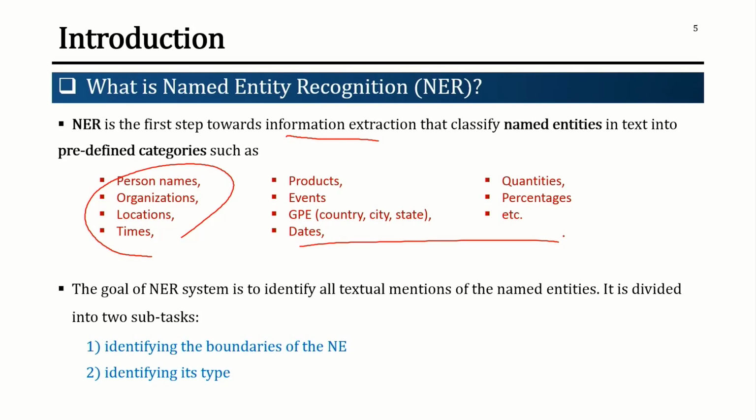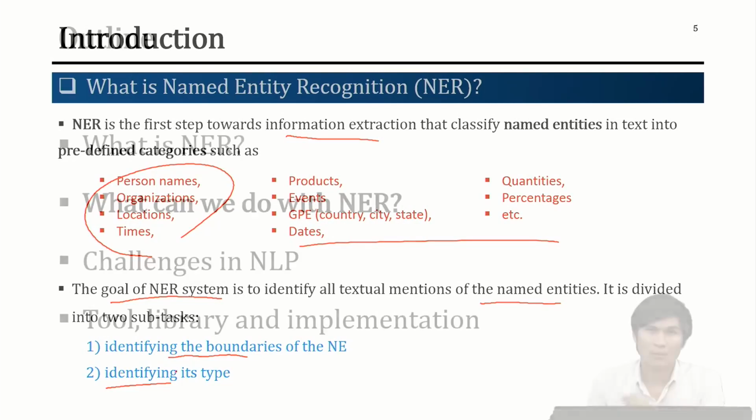Next we can describe what this text is about. The goal of an NER system is to identify all textual mentions of named entities, and it is divided into subsequent tasks. The first one is identifying the boundaries of the NE. We want to know the scope of the NE in this context, what it actually means. The second is to identify its type, whether it is a person, location, time, event, or product.